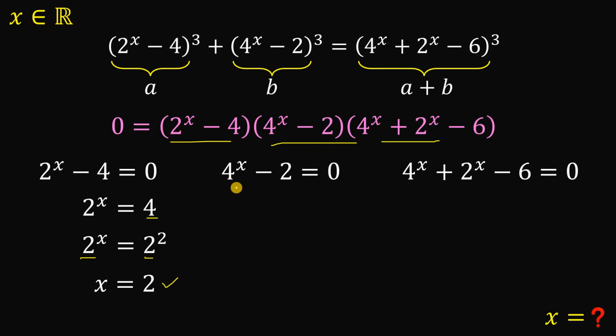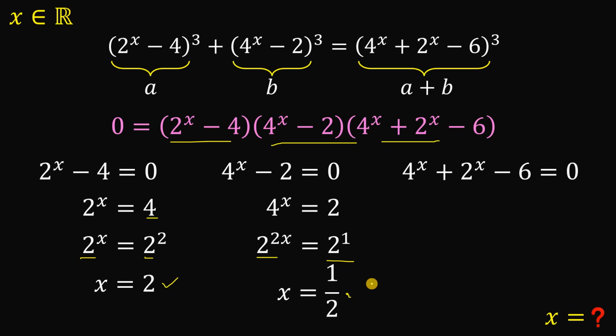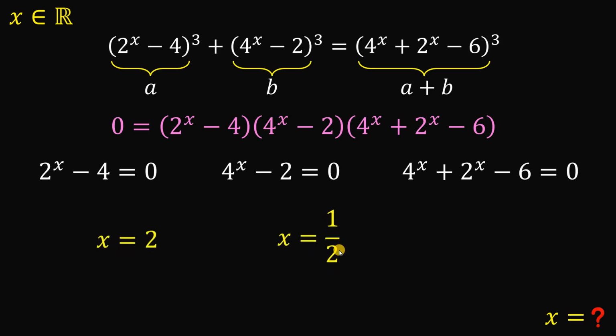Now, how about the second case? So add 2 on both sides. This 4 raised to the power of x can be written as 2 raised to the power of 2x. And this 2, we can rewrite as 2 raised to the power of 1. Again, equal expression, equal bases, so their exponents must be equal. So 2x equals 1, or we get that x equals 1 over 2. So we have the second value of x that satisfies this equation. Now we found 2 real values of x that satisfy this equation.